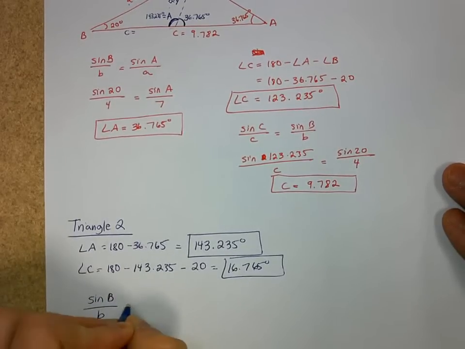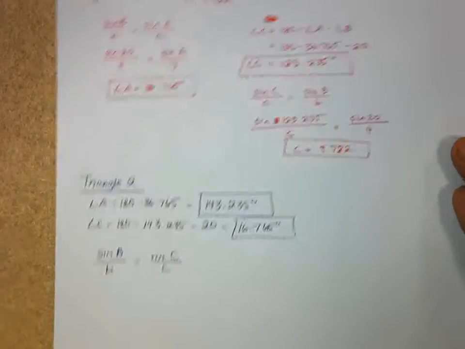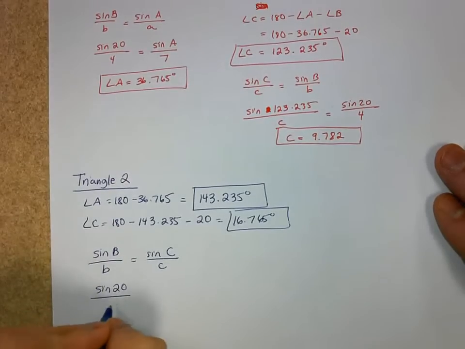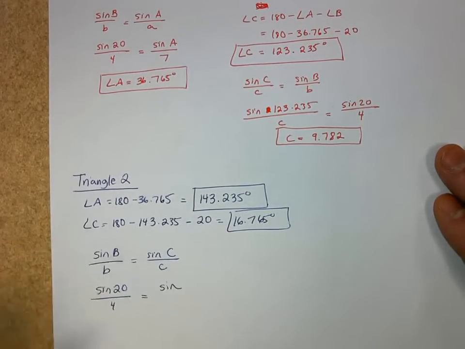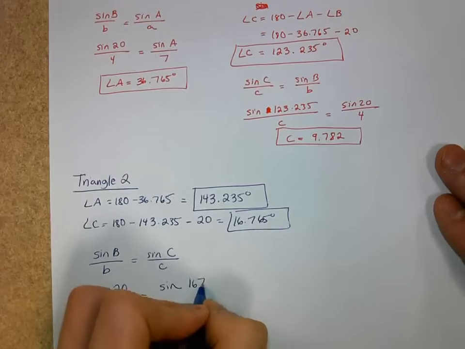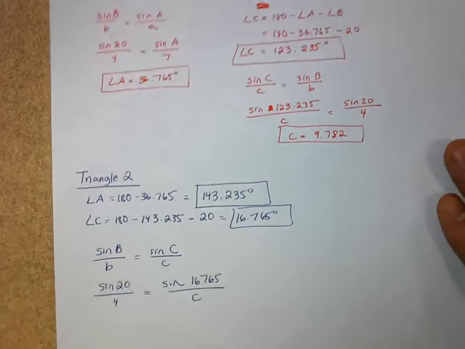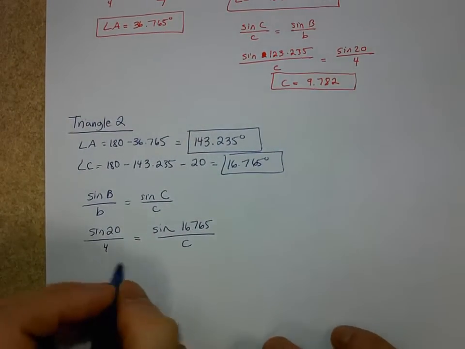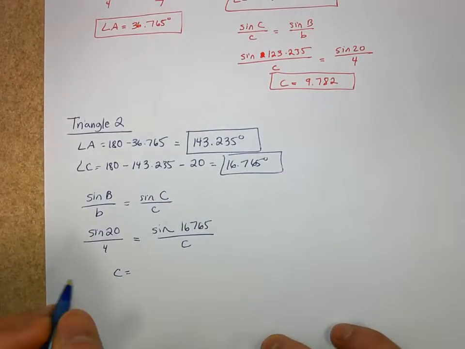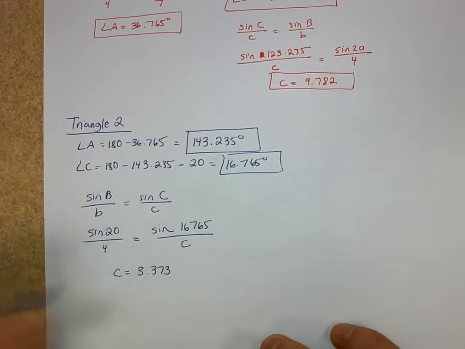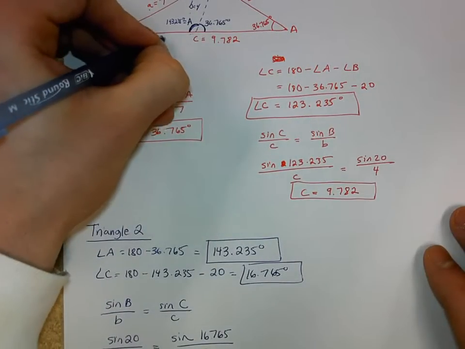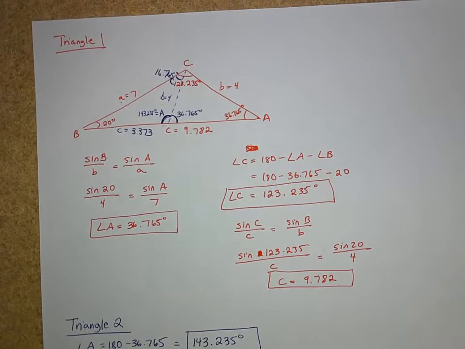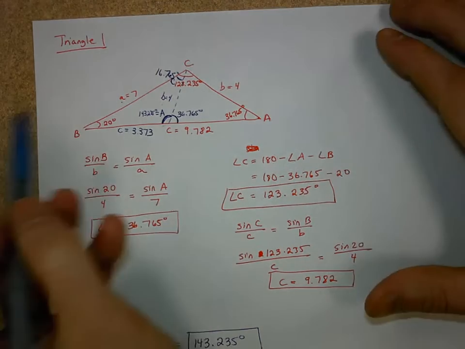So sine of B over B is equal to sine of C over C. So the sine of 20 over 4 is equal to the sine of 16.765 over C. Cross multiply and divide by sine of 20, and you get C is equal to 3.373 units. Looks pretty messy right there, but I've got two triangles I just solved for.